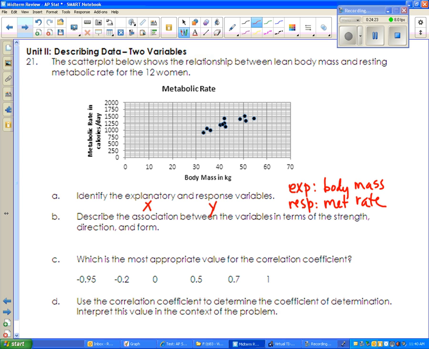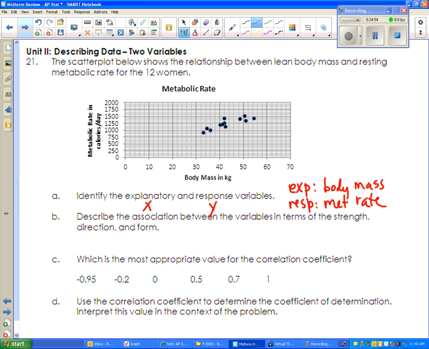It says to describe the association between the variables in terms of the strength, direction, and the form. I think that this looks like a moderately strong association. It's positive and linear, but you do want to make sure that you're using the context of the problem. So you might want to say, the relationship indicates that as the body mass increases, the metabolic rate increases as well. It appears to be linear, so it's increasing at a constant rate. It's a moderately strong association.